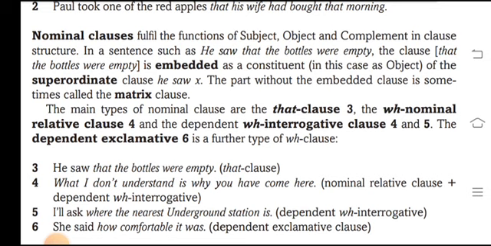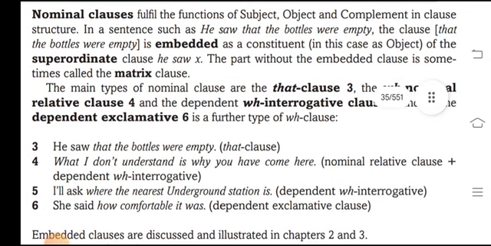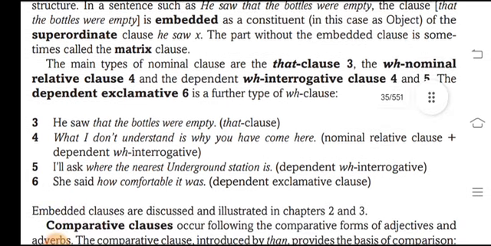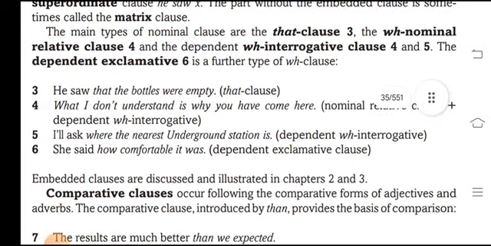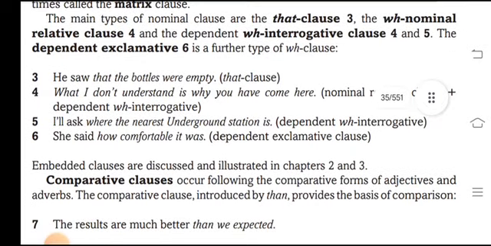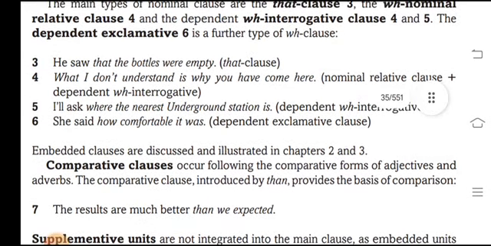embedded as another constituent. In this case, as the object of the superordinate clause, "he showed that". The part without the embedded clause is sometimes called the matrix clause. The main types of the nominal clause are the that-clause, the WH nominal relative clause, the dependent WH interrogative clause, and the dependent exclamative clause.